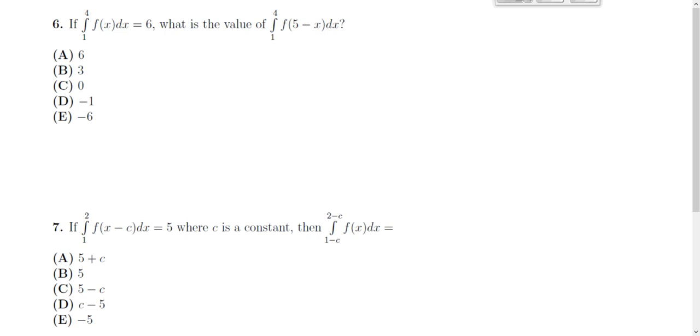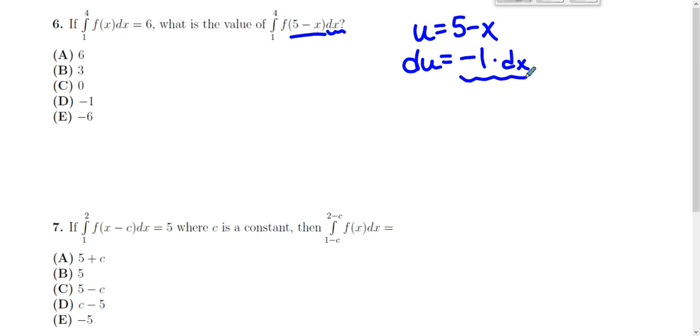Two more before we're done. So yes, I said we're done, and then two more before we're done. Two more before the video ends. Looking for this thing in parentheses. That's probably a really good u. The derivative of 5 minus x is -1. And so, wait a minute. We can't replace this because we don't have all of this. So we multiply on both sides by a -1. And so this is -1 times the integral of f of u du.